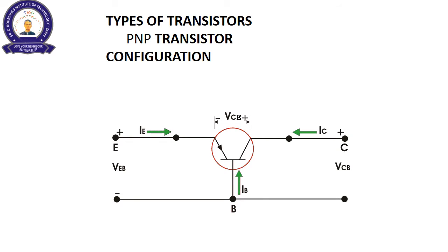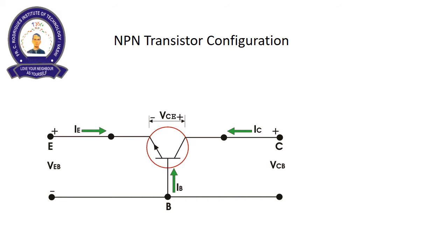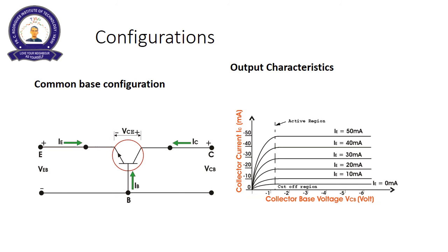Types of transistor. The NPN transistor configuration is represented over here, that is, how an NPN transistor can be applied in our practical circuit. Similarly, in the PNP configuration, how it can be applied in the circuit.